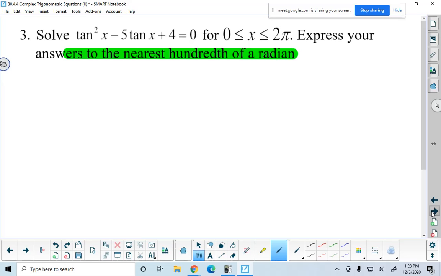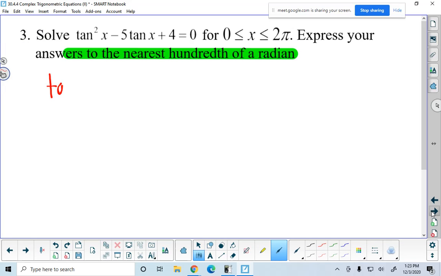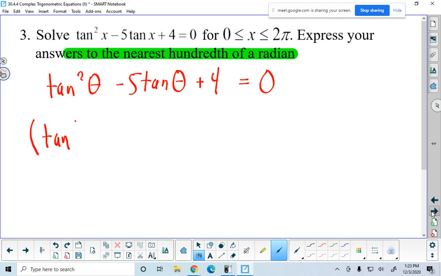First thing I will do to help us out is rewrite this equation with theta. If you want to work with x, that's fine. By the way, if this were a written response in an exam, could you do what I just did? Yes. Now we factor it. Well, I can put a tan of theta here and a tan of theta here and look for 2 numbers that multiply to give 4 and add to give -5.